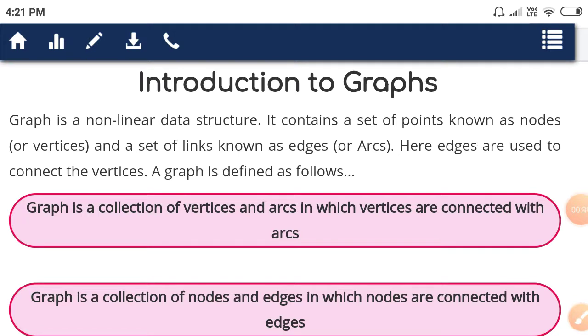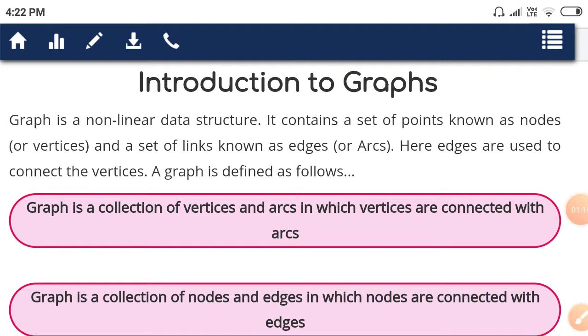So these things we already discussed, what is linear and what is a non-linear data structure. Here the graph comes under the non-linear data structure only. What does this mean? The data is not arranged in a linear fashion, so there is no connection between the elements. Previously, like in arrays, the elements are arranged linearly, one after another, from index 0. But here there is no link between the elements. And the definition is: a graph is a collection of vertices and arcs in which the vertices are connected with the arcs.